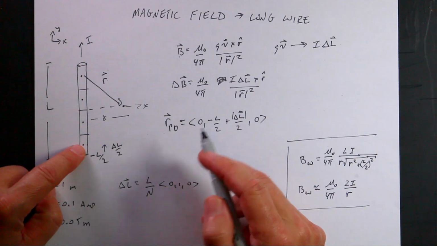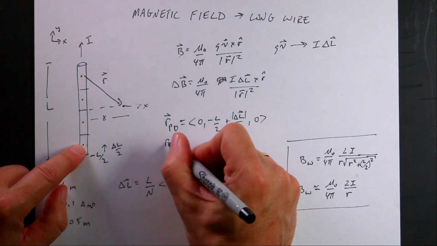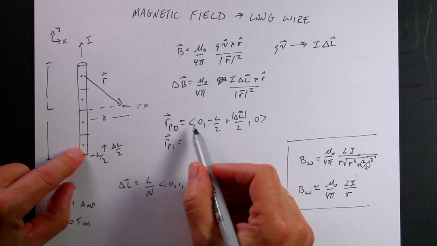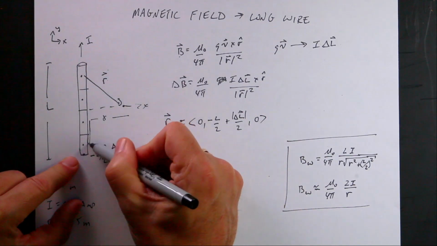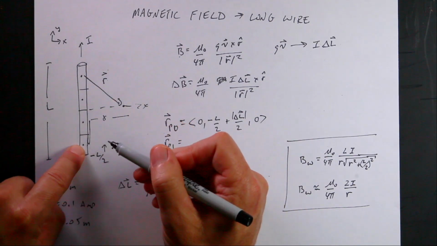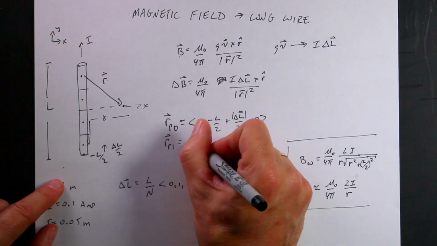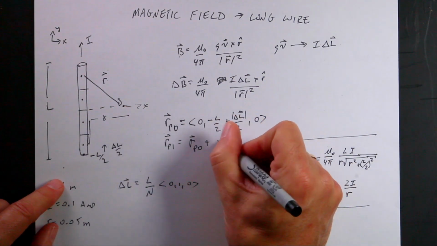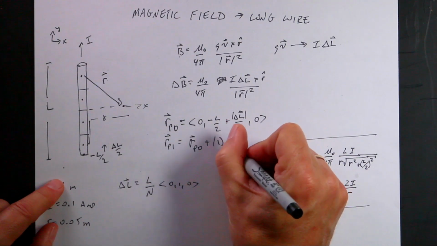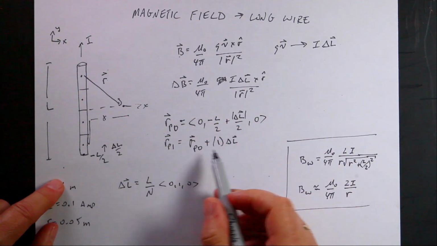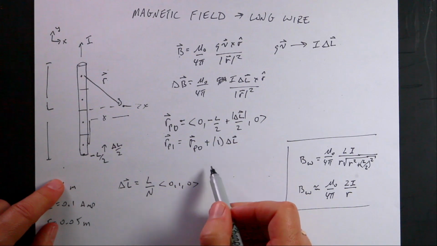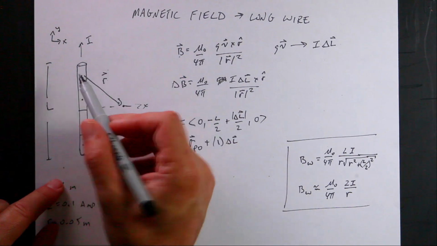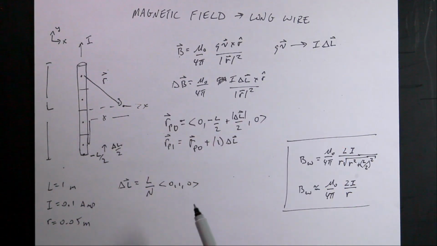That's the starting location. Now the next piece, RP1, that piece right there, is going to be this piece plus this distance, right? That vector displacement. So all I have to do is add delta L to that. So I can say this is going to be RP0 plus 1 times delta L. And then the next one, I'm going to say 2 times delta L. And the next one, and so forth. So I can count this 0, 1, 2, 3, and then I can make all those pieces.